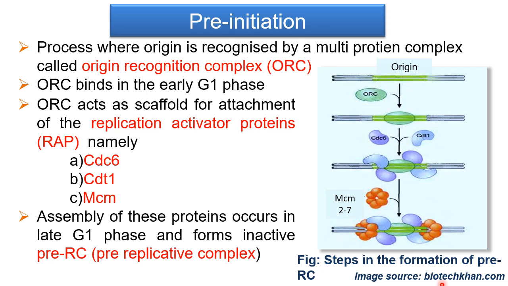Here in this figure I am trying to show you the origin site where at first the ORC will bind, then after the binding of ORC to the origin site, two proteins, that is CDC6 and CDT1 will bind, and the binding of CDC6 and CDT1 helps in loading of another protein, that is MCM, about 2 to 3 subunits, and finally this whole complex is known as pre-RC or pre-replicative complex.